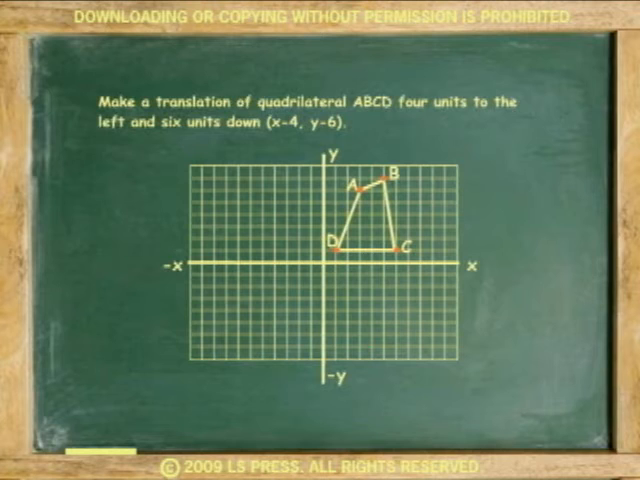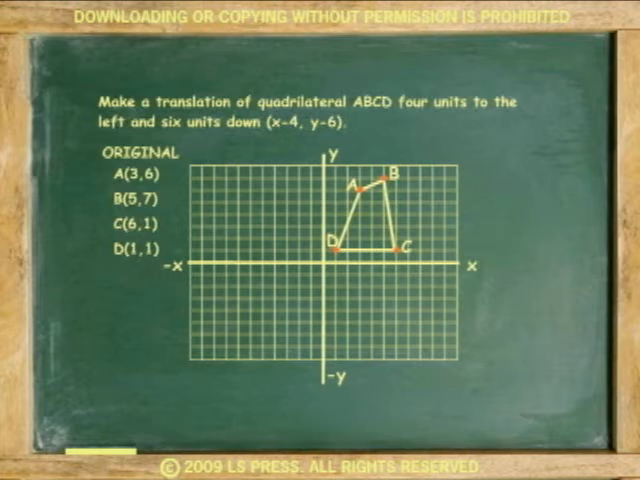Another example. In here, make a translation of quadrilateral ABCD 4 units to the left and 6 units down. Because the translation is both to the left and down, both coordinates will change. The original figure is at (3, 6), (5, 7), (6, 1), and (1, 1). Translation to the left means that the x coordinates change by -4. The new coordinates after the first move are (-1, 6), (1, 7), (2, 1), (-3, 1).